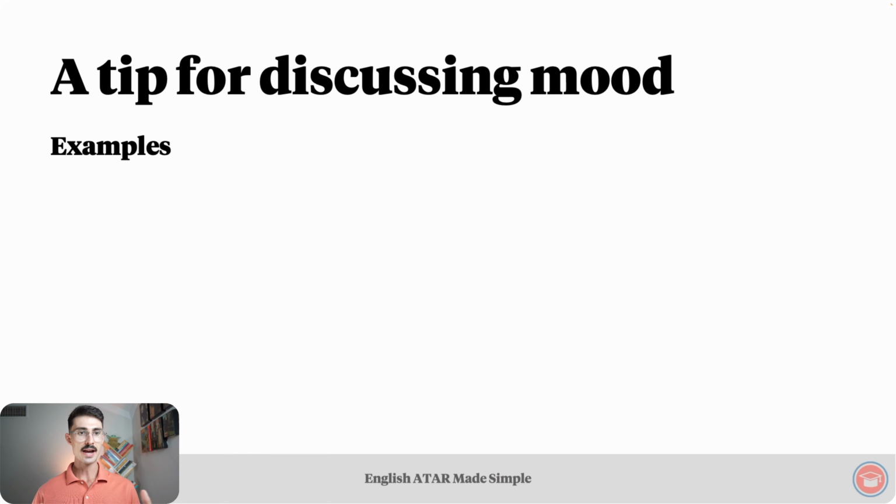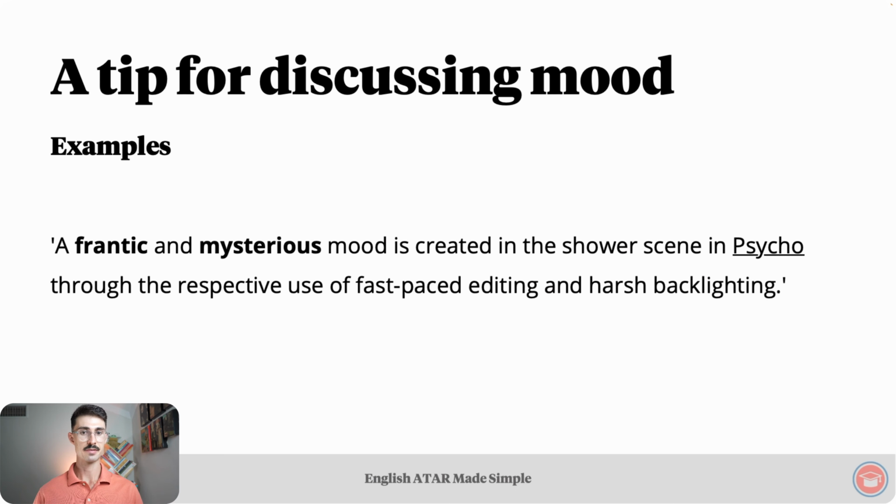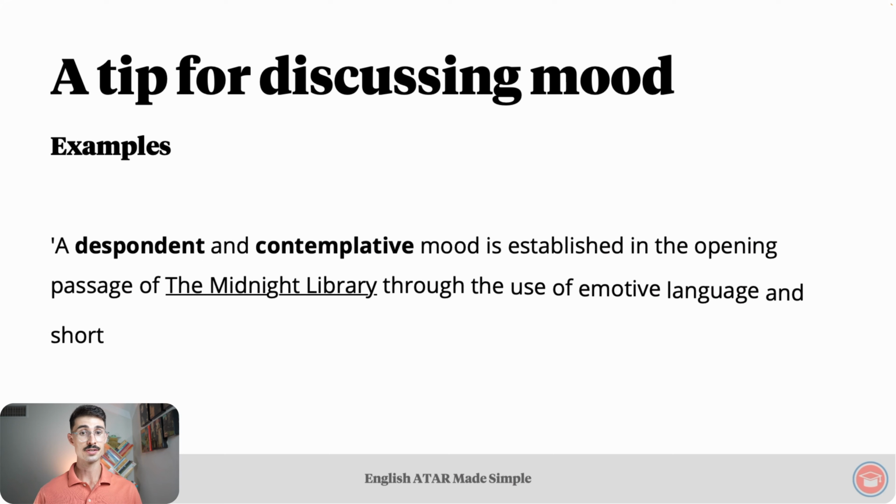We've already used a few adjectives to describe mood, but let's see what they look like when we're using those adjectives in complete sentences. A frantic and mysterious mood is created in the shower scene in Psycho through the respective use of fast-paced editing and harsh backlighting. A despondent and contemplative mood is established in the opening passage of The Midnight Library through the use of emotive language and short syntax.